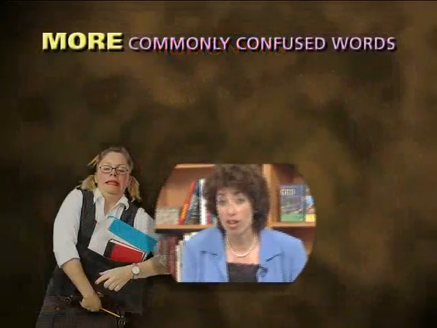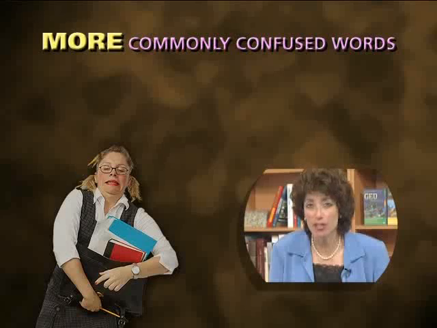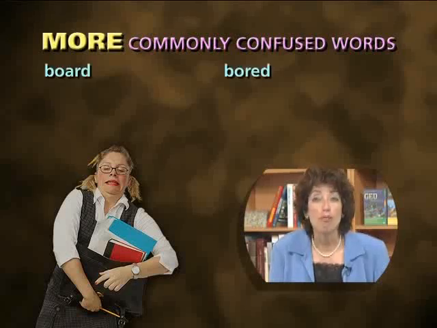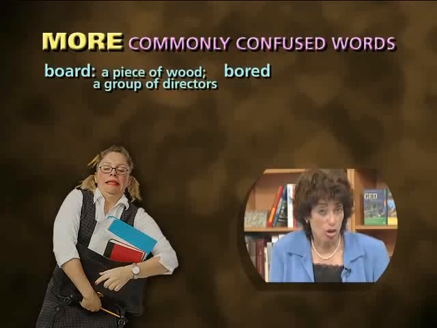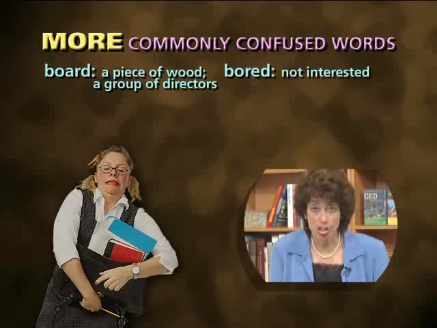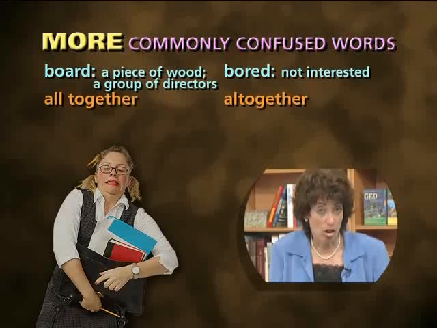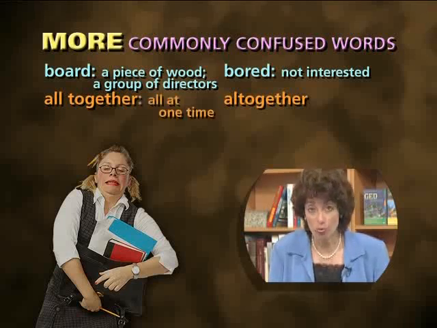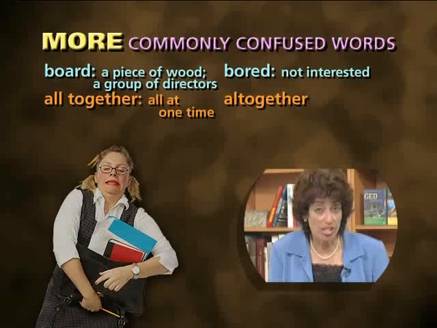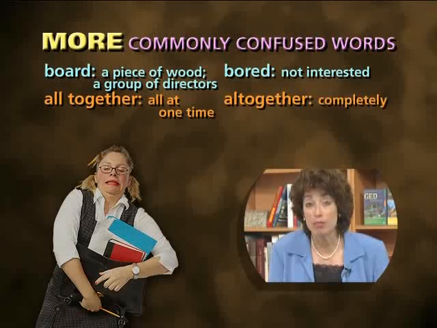Here are a few more commonly confused words because they matter so much in your writing. Board is a piece of wood or a group of directors. Bored, spelled differently, means not interested when you tune out. All together and altogether, they're important because they're used a lot. All together as two words means all at one time. Altogether as one word means completely, like altogether finished.